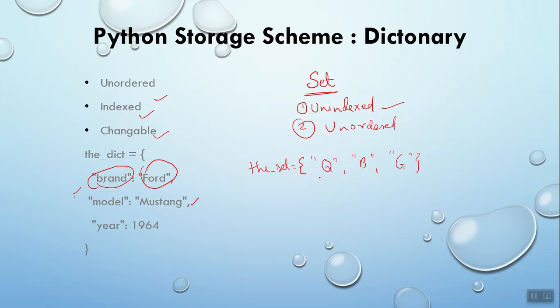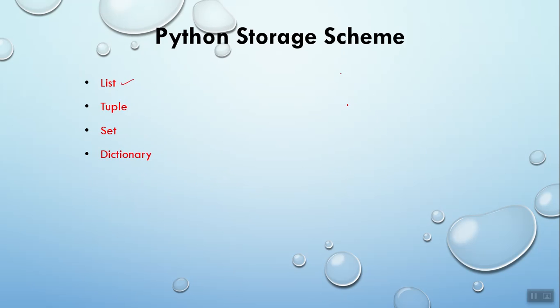A set basically does not allow you to access data by position. If you have to represent one data item, you actually have to use the whole set. And it does not allow duplicate data. Duplicate data is not allowed in this. We will look at these things in more detail when we do separate videos of these data types, tuples and these things.